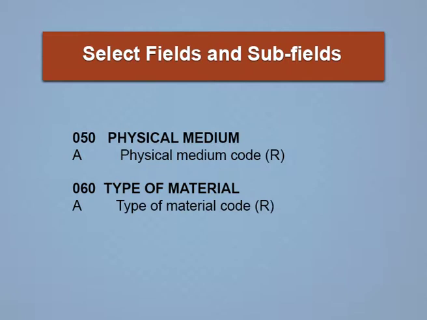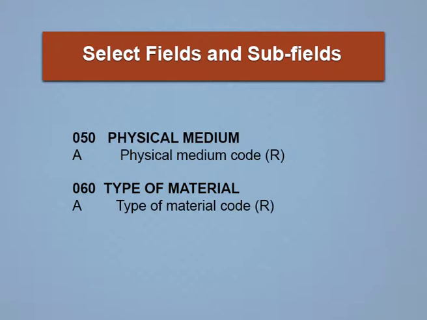For example, on the screen you can see that 050 is the tag for physical medium, which has only one subfield, physical medium code, and that is repeatable. That means one document may be available in print format, and inside the book there may be an electronic version. The simple example I can give you is a PhD thesis: each researcher needs to give the bound volume of the thesis, and inside it they need to give one CD-ROM which includes the full text of the thesis.